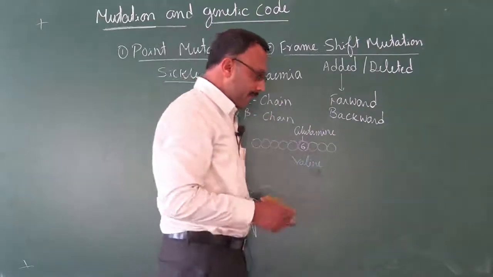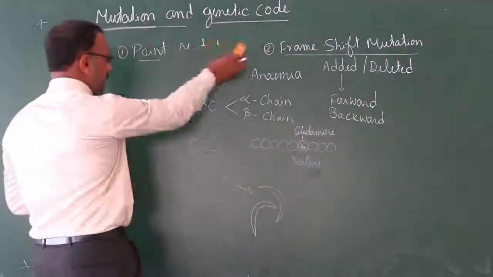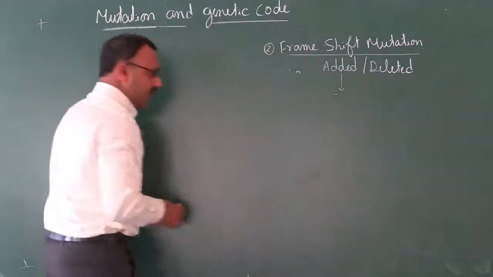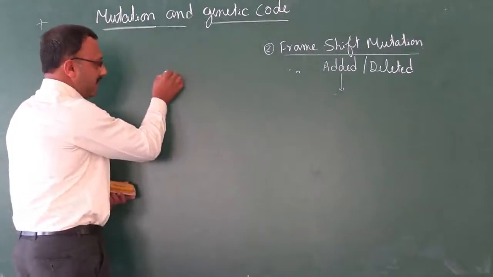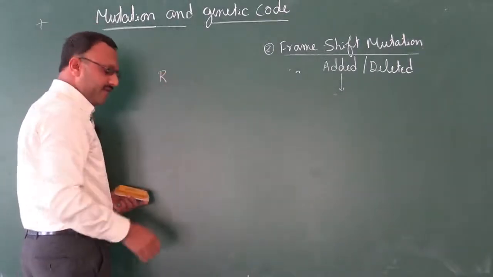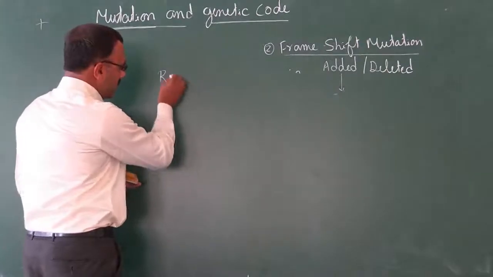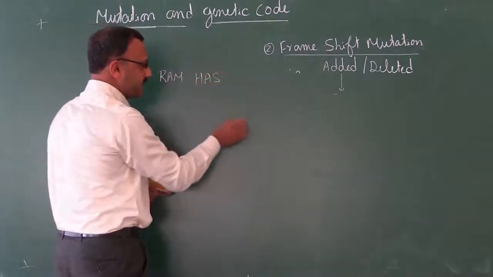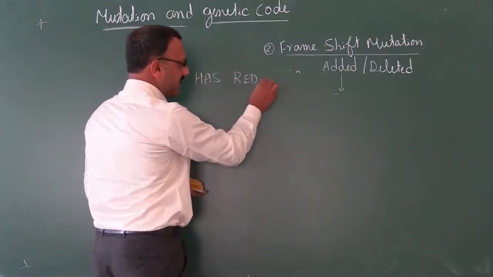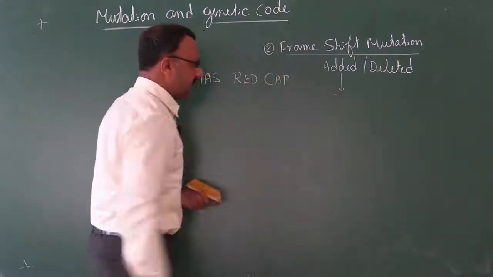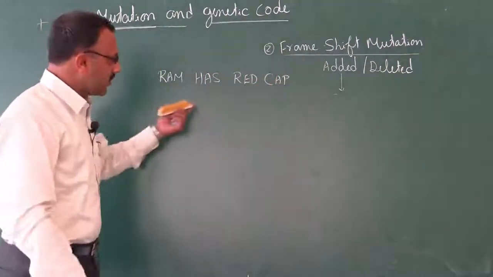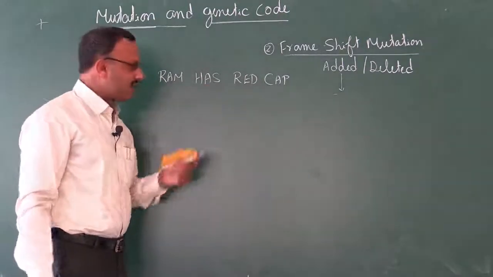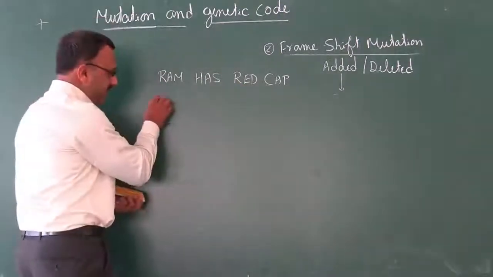We'll take one example. Let me describe here. Consider a statement made up of three words: Ram has red cap. It resembles the genetic code. As we know, the genetic codes are triplet in nature, so it resembles a triplet code here. Ram has red cap.